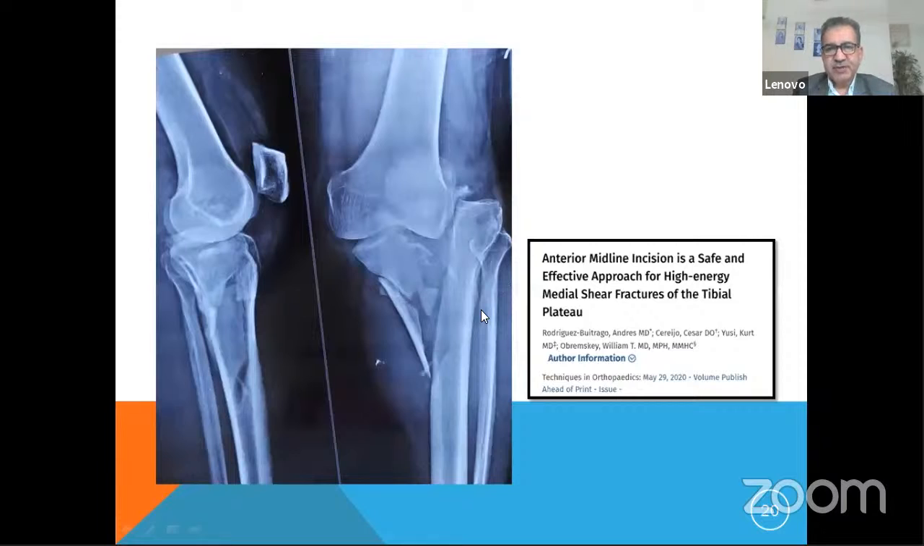But then you have some situations, which is a high energy medial shear fracture, where there's central depression, the lateral meniscus has been interposed, and this is a fracture dislocation. And again, this is a very recent paper, I think from May 2020, where they have said that anterior midline incision is a safe and effective approach for high energy medial shear fractures of the tibial plateau.